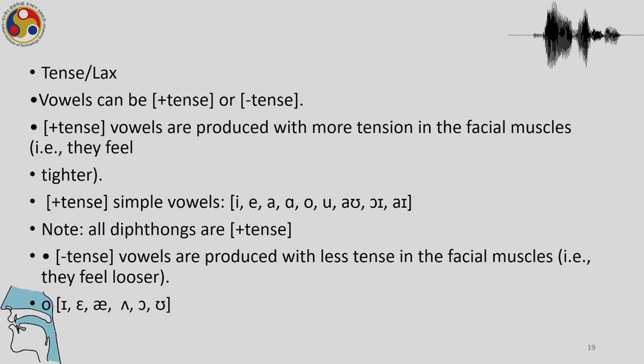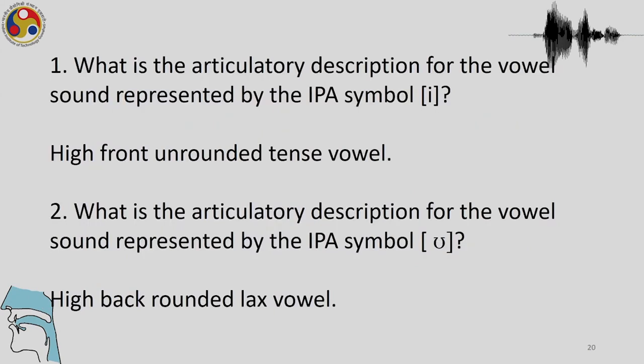Another consideration or property that we just talked about is tense versus laxness. Tense vowels are produced with more tension in the facial muscles, and lax vowels are produced with lesser tension in the facial muscles.